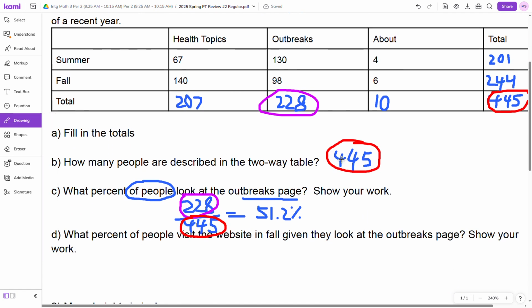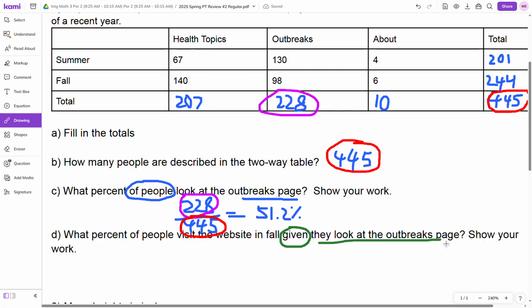Next question asks, what percent of people visit the website in fall given they look at the outbreaks page? Now, I will admit that the phrasing here is a little bit awkward, and you need to realize that when they're giving you a limitation, so when they say given, and in math, given tells you something specific. It means you're supposed to assume this. You're supposed to start with this knowledge. This is handed to you. You must assume it to be true.